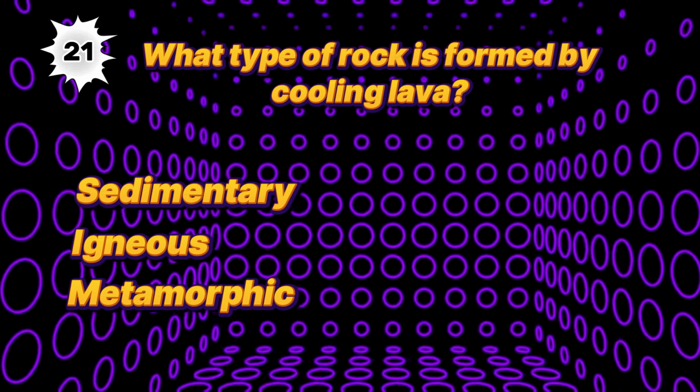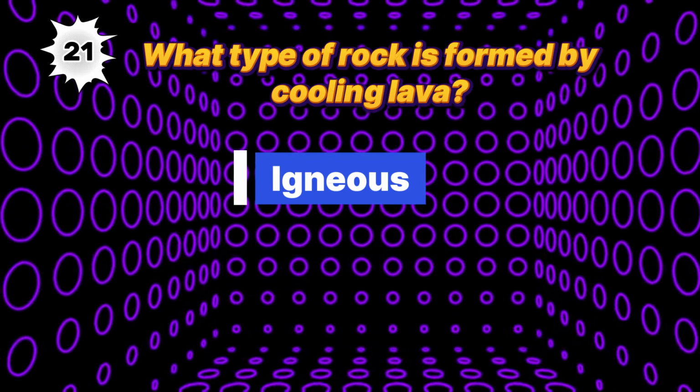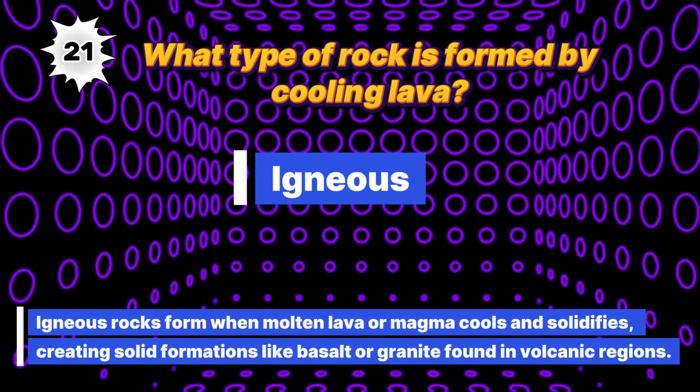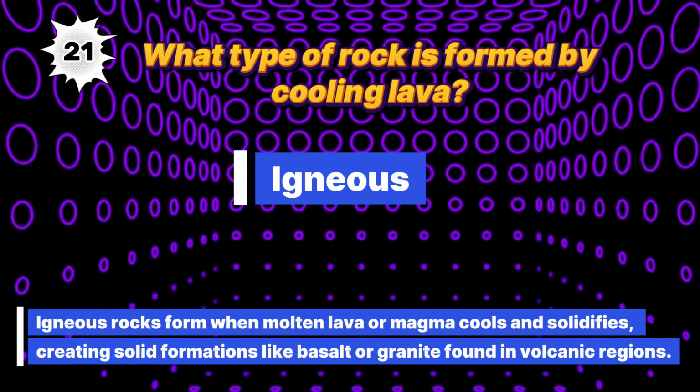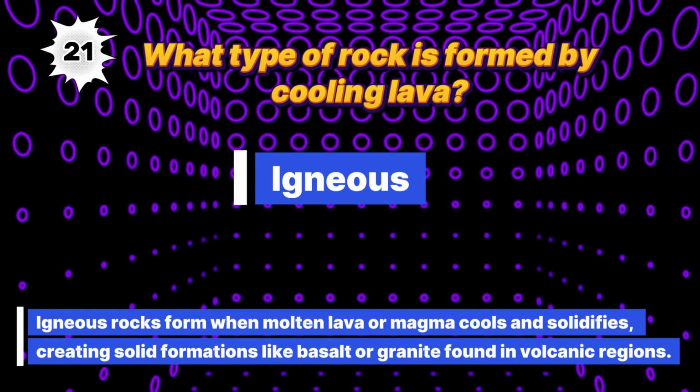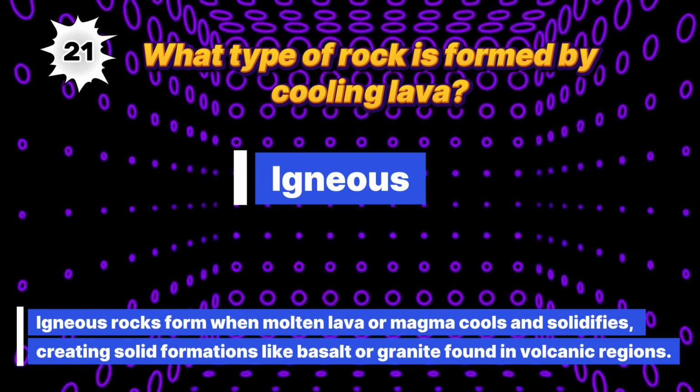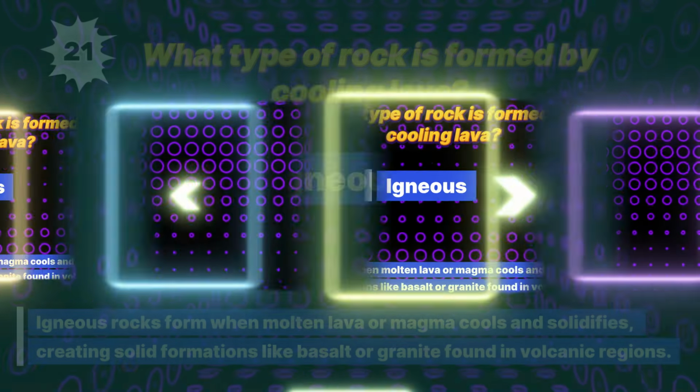The correct rock type is igneous. Igneous rocks form when molten lava or magma cools and solidifies, creating solid formations like basalt or granite found in volcanic regions.